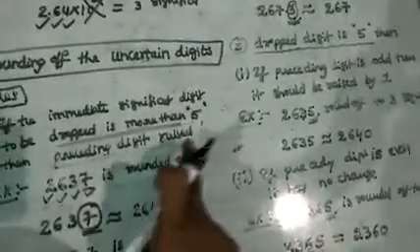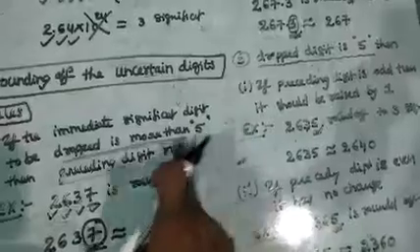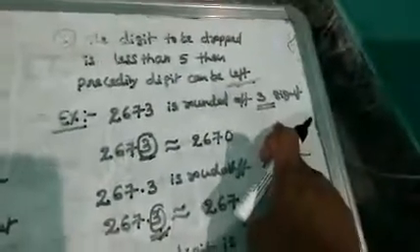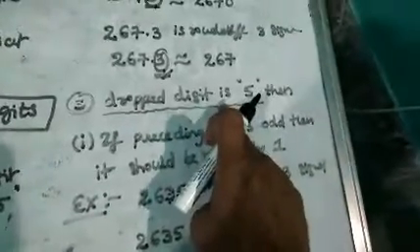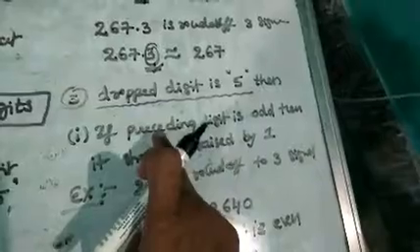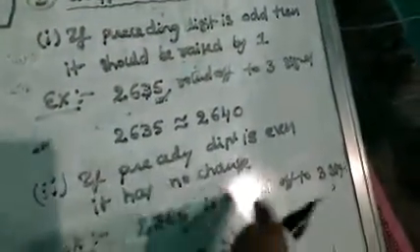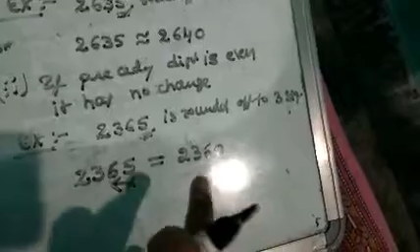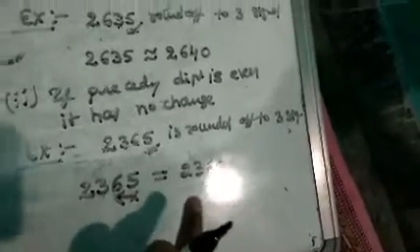I think you understand. If the digit to be dropped is more than 5, the preceding must be increased by 1. If the digit to be dropped is less than 5, the preceding has no change. If the digit to be dropped is equal to 5, again you have to see 2 conditions. If the preceding is odd, it should be raised by 1. If the preceding is even, no change. So try to understand these examples. So many examples we can see like this.